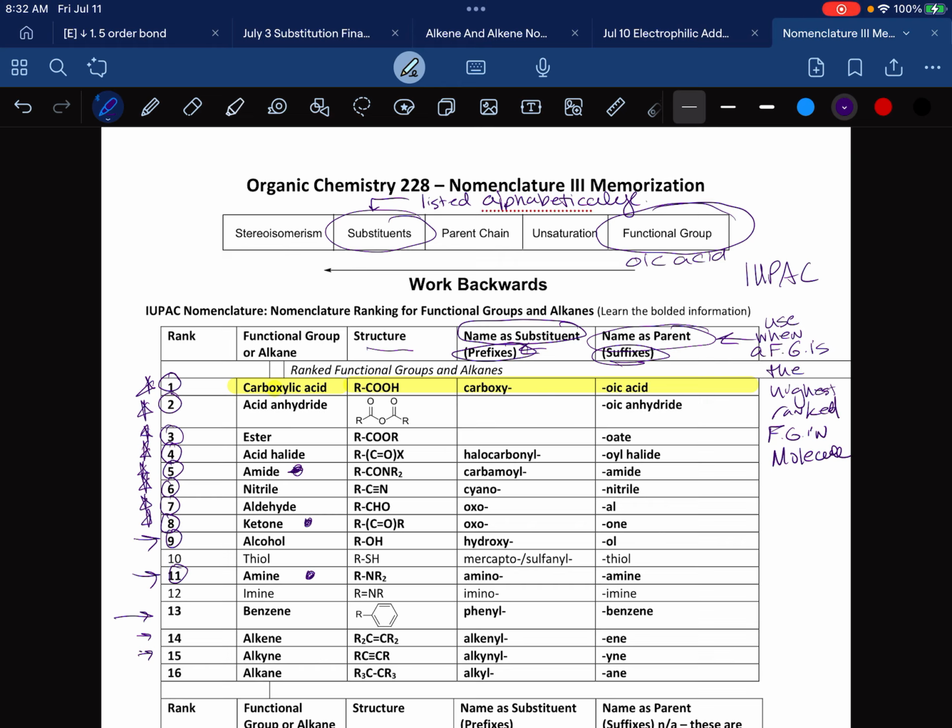Also a reminder that when we number things, we're going to have kind of a priority rank order for how to number the locants, and this also counts for how you find the parent chain. So the first thing that's the most important in terms of locants or numbering the parent chain or finding the parent chain is that we want the functional group, the highest ranked functional group, to get the lowest number possible.